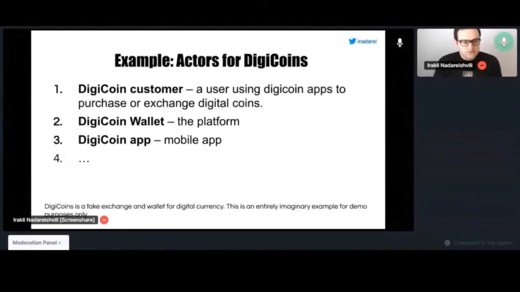So, on the screen, you're seeing an imaginary, completely fake application that we're going to be using throughout this presentation to explain the seven-step design process. The premise of this application is, let's imagine that it's some kind of digital coin exchange wallet application. How would we design an API for it? In this application, some of the actors you could identify are, let's say, Bitcoin customer. It could be a Bitcoin wallet, and it could be the Bitcoin application that somebody is using.